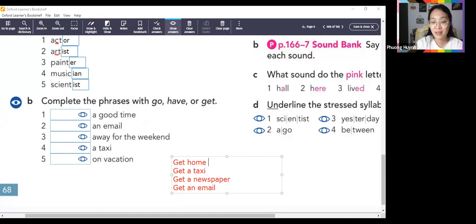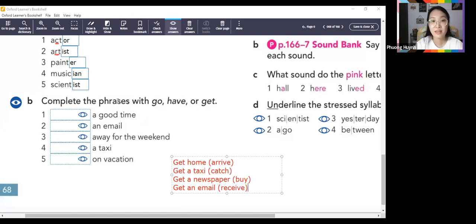Ví dụ như trong này chữ get home có nghĩa là arrive, đến nơi, đúng không? Get home, arrive home. Get a taxi ở đây có nghĩa là catch a taxi. Get a newspaper thì chữ get ở đây nghĩa là buy. Và get an email thì chữ get ở đây có nghĩa là have, receive, nhận được email.